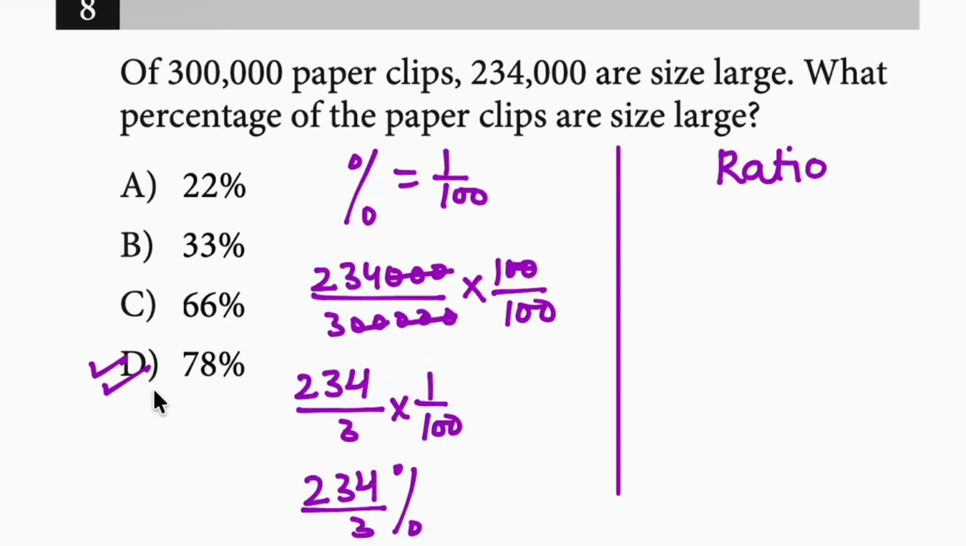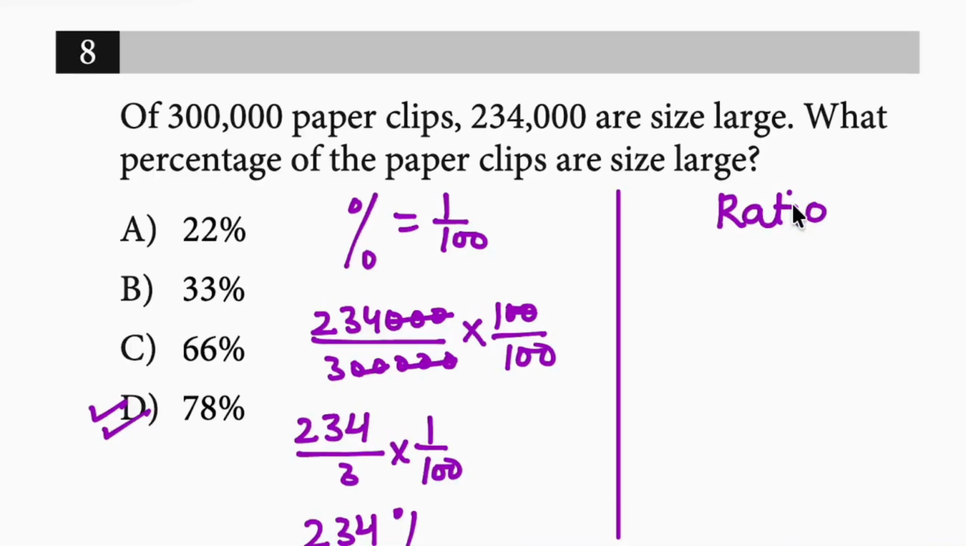That is one way. Second way is, if total are 3 lakh, then large ones are these.